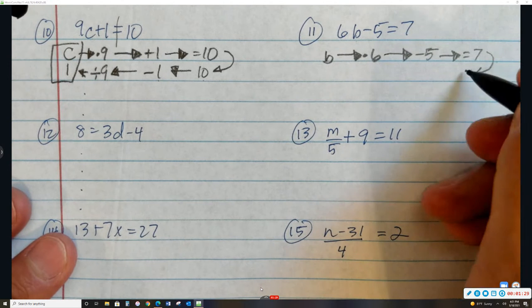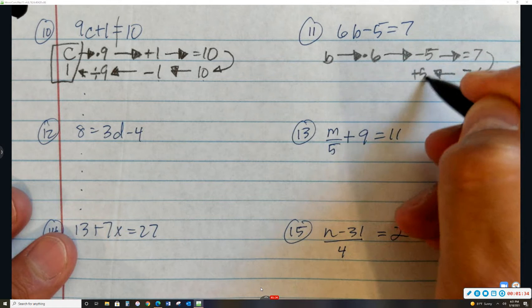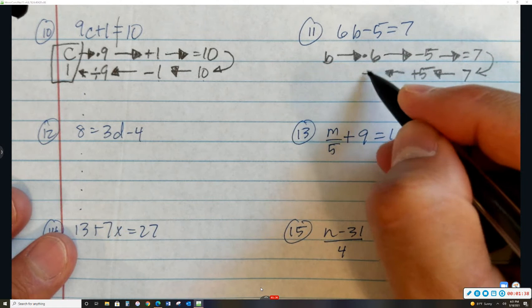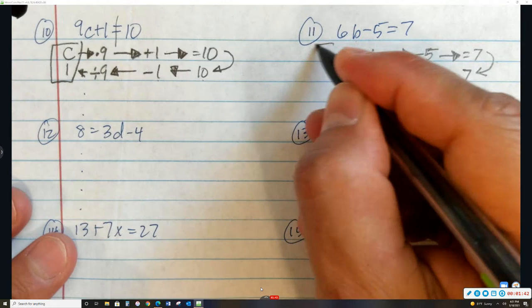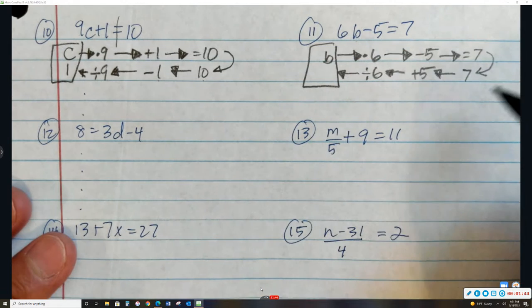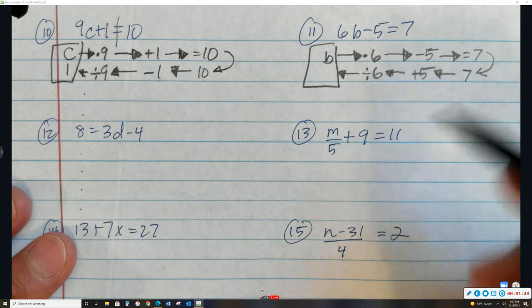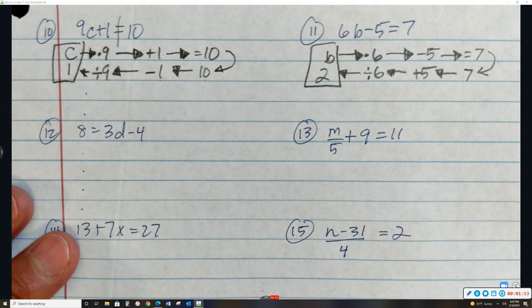it's 7. Instead of minus 5, we're going to put plus 5. Instead of times 6, we're going to put divided by 6. And then we'll see what our answer is. So 7 plus 5 is 12. 12 divided by 6 is 2. Not too bad.